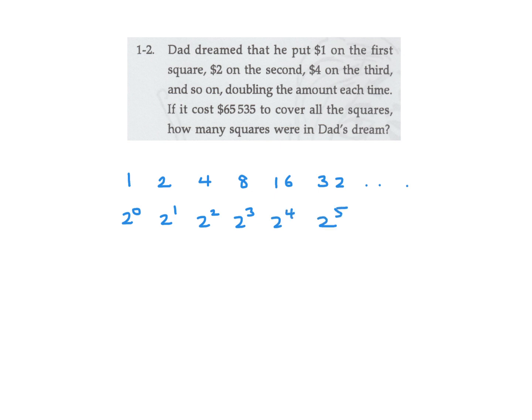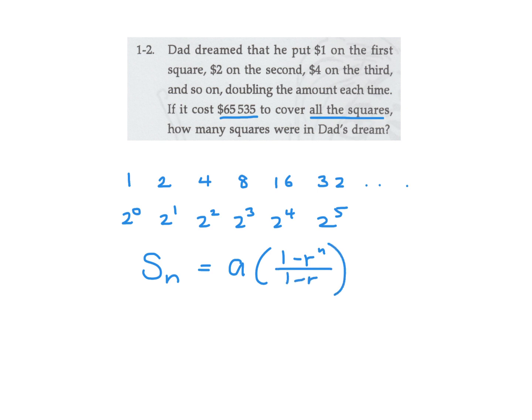Now, this is an infinite series, and there's a formula. The sum, see, they're saying to cover all the squares. So they have added all the amounts. So that sum, in the general terms, is A times 1 minus r to the power of n over 1 minus r.